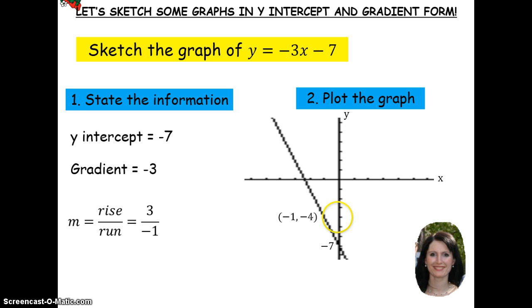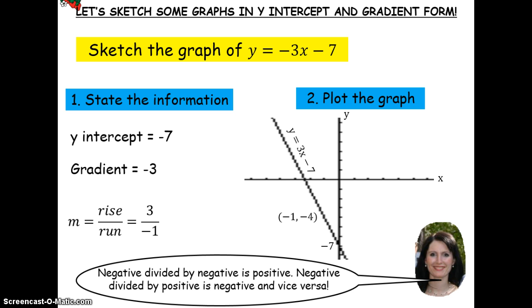So negative 1, I go 1 unit to the left on the x-axis, in the negative direction of the x-axis, taking me to negative 1. So the point negative 1, negative 4 is on that line. I write the equation on the line, and I don't forget to label my x and y axes. Don't forget that negative divided by negative is positive, and negative divided by positive is a negative, and vice versa. That's important for when you're writing a gradient in fraction form.